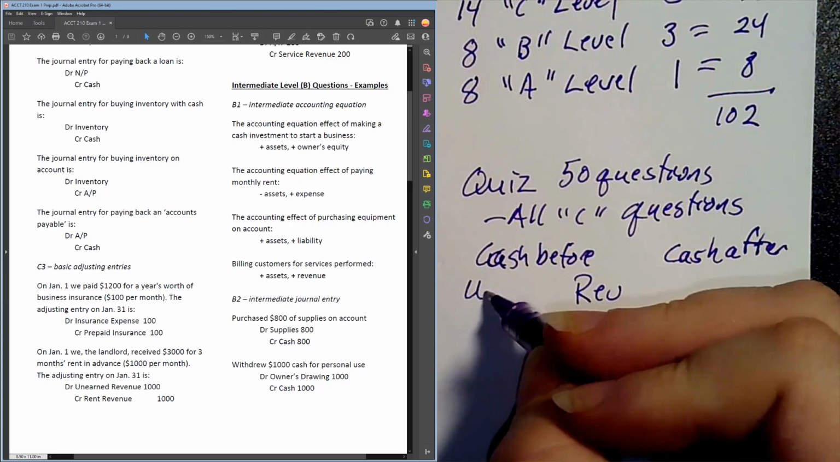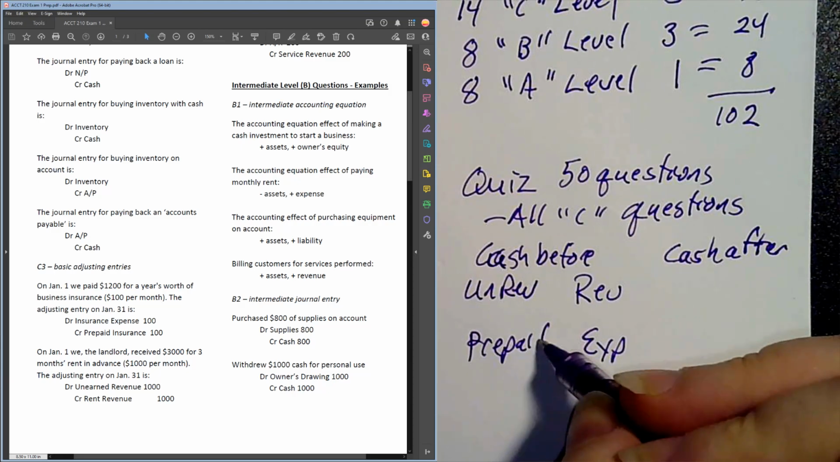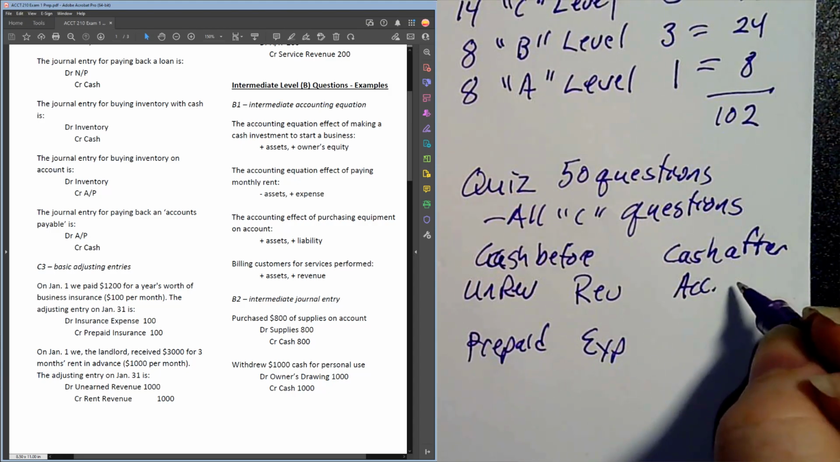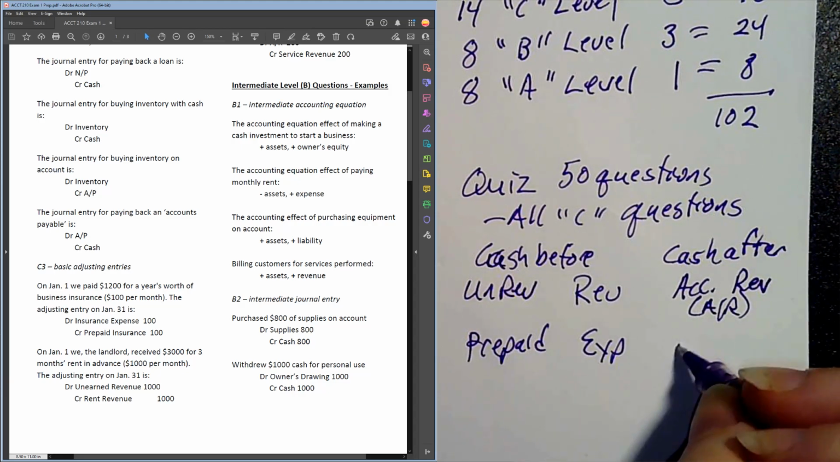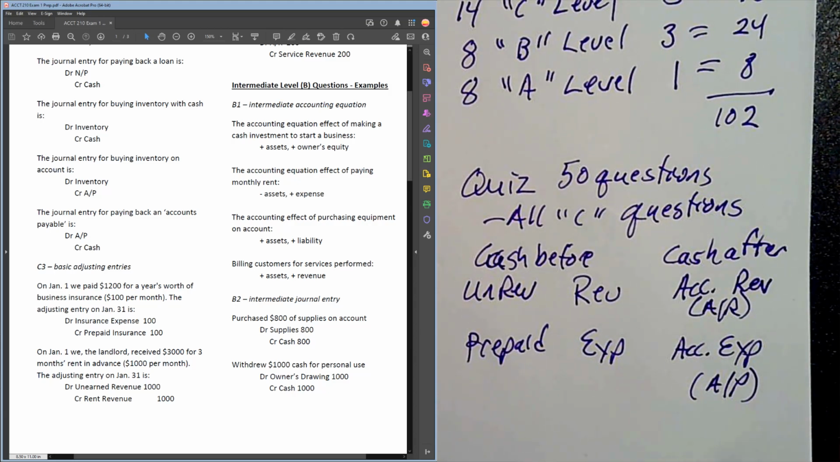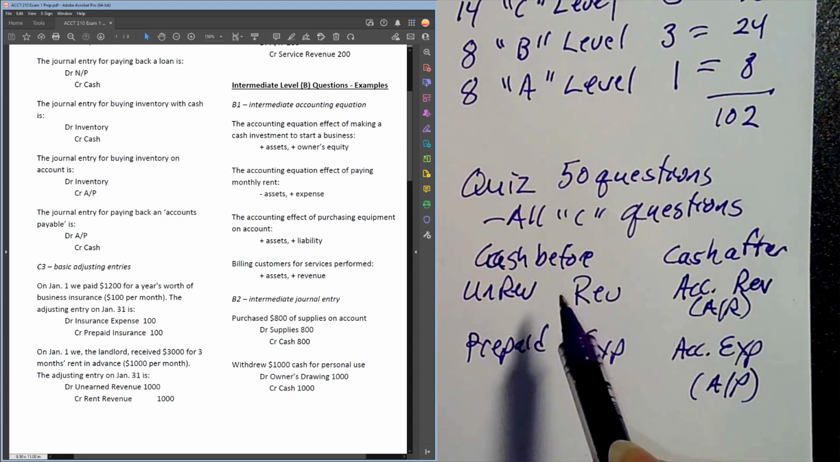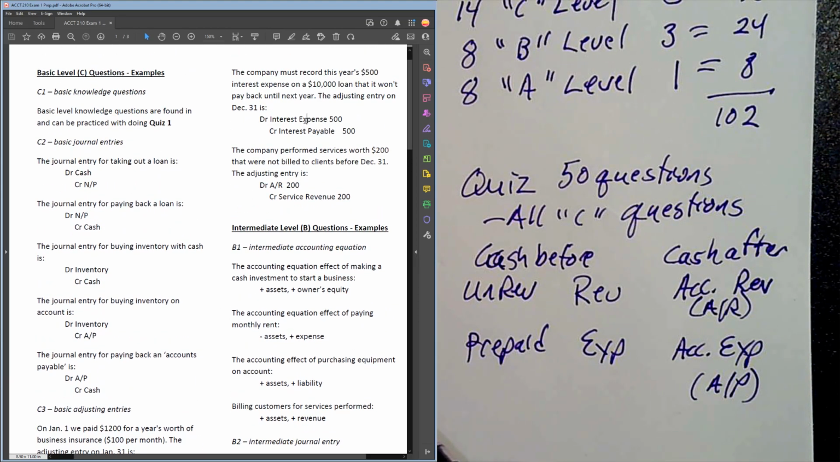So this would be unearned revenue. This would be prepaid. This would be some sort of accrued revenue, sort of like AR. And this would be an accrued expense, sort of like AP. So with the 4 questions here, the basic adjusting entries, I'm giving you one of each, right? And these will be exactly how they're worded. So here's a prepaid, here's an unearned revenue, here is an accrued expense, and here's an accrued revenue.